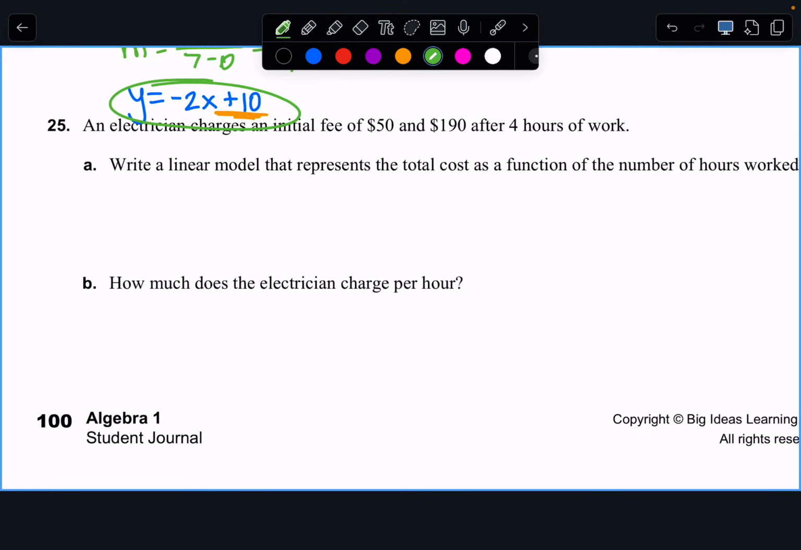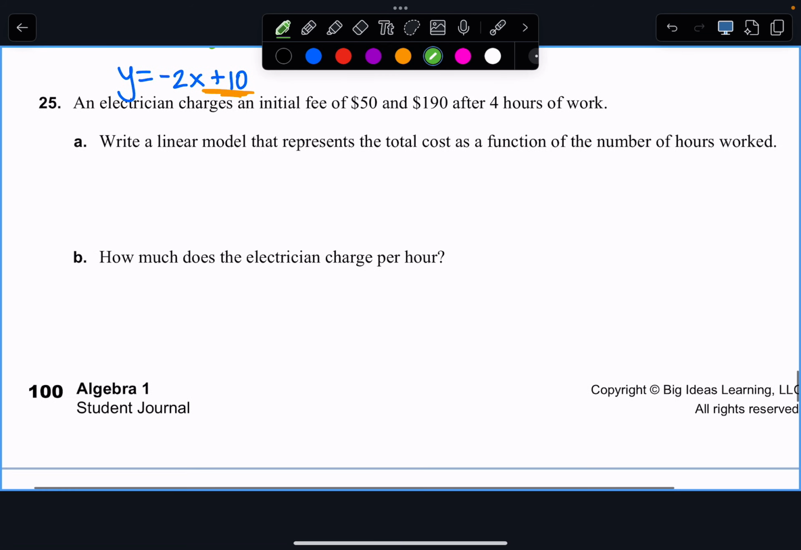An electrician charges an initial fee of $50 and $190 after 4 hours of work. Write a linear model that represents the total cost as a function of the number of hours worked. What are we doing? I don't know. We are writing an equation. We need to write y equals mx plus b. Do we have coordinates? Not particularly. But we do.